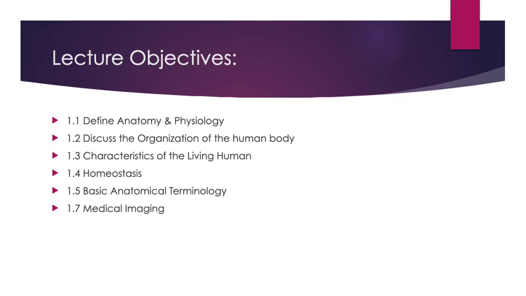So we're going to go over our basics of anatomy and physiology, discuss the organization of the human body, go through what characteristics make something living versus non-living, and then jump into homeostasis, which is an overarching topic that we will see in each additional chapter of our book.